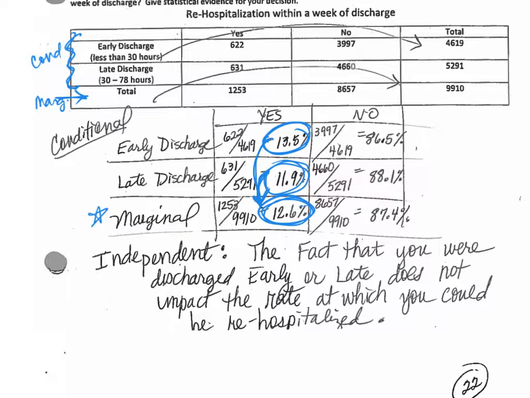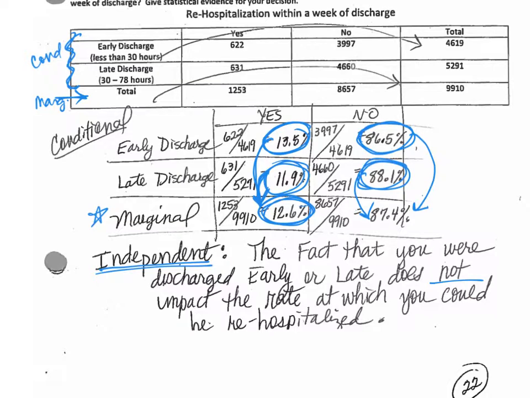Okay? Let's do the other. Is this here 86.5% within 1% of 87.4? Yes. How about 88.1? Is that within 1% of that? Yes. So the conditionals are within 1 percentage point of the marginal. That's considered consistent and somewhat the same rate, because you can't always have exactly the same because of the way fractions are and just the number in your sample. So that is independent. The fact that you were discharged early or late does not impact the rate at which you could be hospitalized.